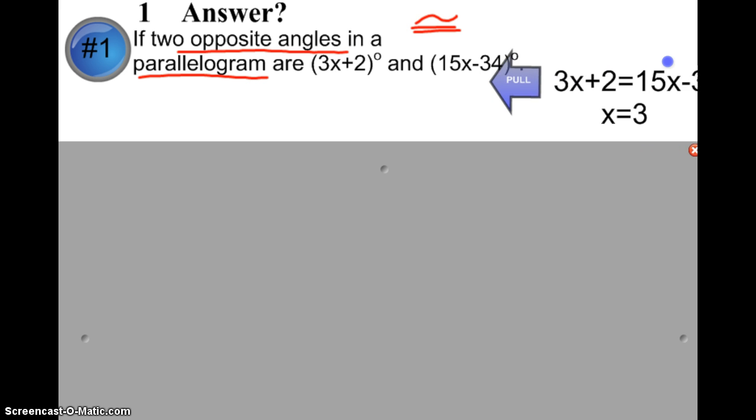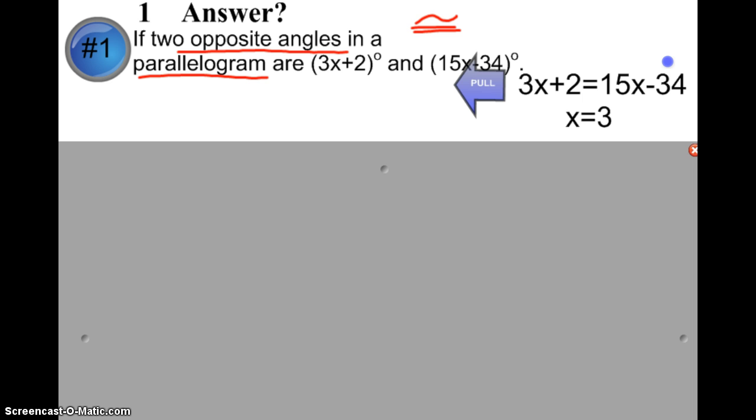So our two expressions turn into an equation that says 3x plus 2 equals 15x minus 34. And after we do a little bit of algebra, we should get x is 3. Okay, so we got that because we subtracted 3x to both sides and we added 34 to both sides.